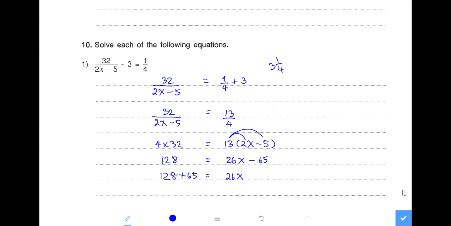So do the math now. 8 plus 5 is 13, right? So you have a carry of 1, 6, 7, 8, 9. And then 193 is equal to 26x.